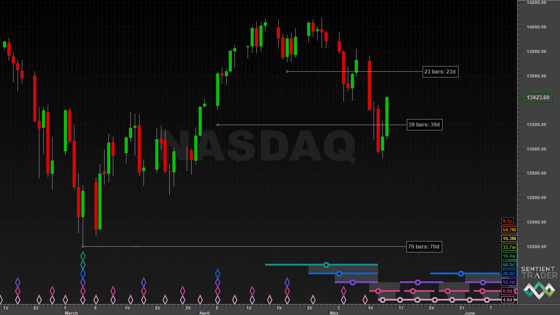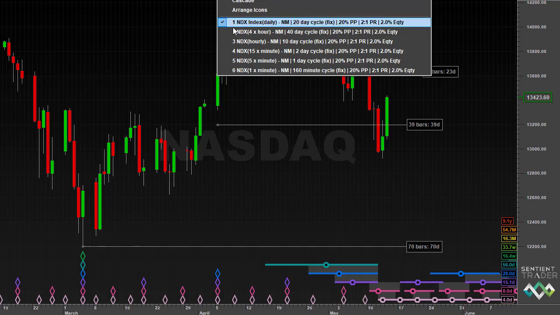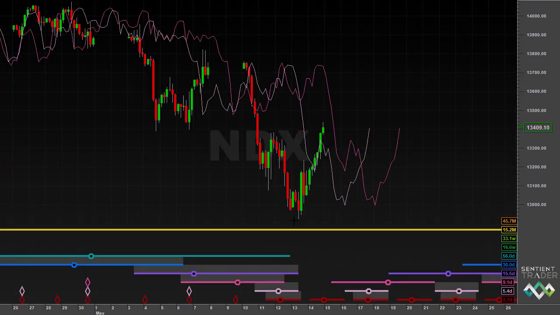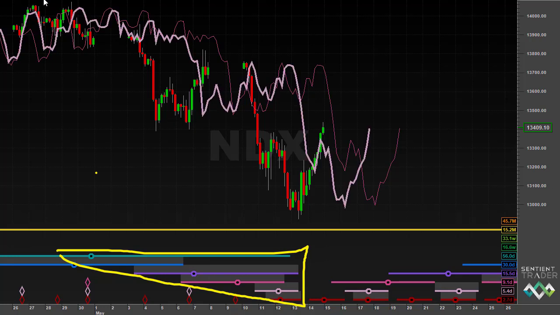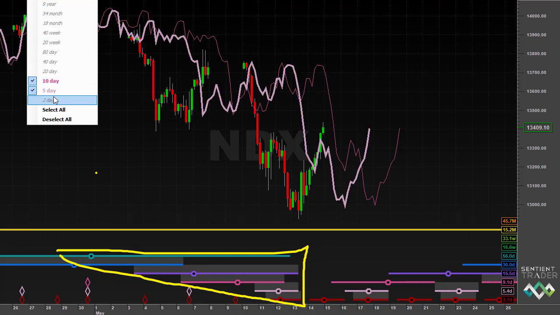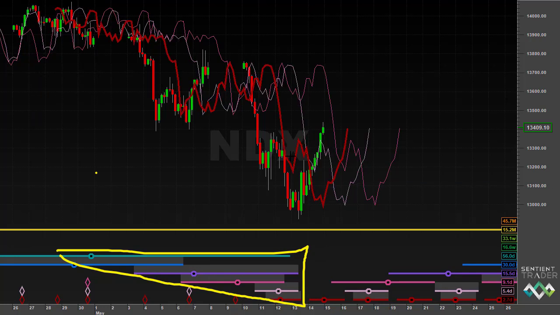So let's step down to shorter and shorter cycles. We will take a look at the 4-hour chart. Here is the 4-hour chart, and here you can see the nest of lows for the 4-hour chart for the 80-day cycle. And here we can see the FLDs for the 10-day and for the 5-day cycles. Now on the 4-hour chart, we can also add the FLD for the 2-day cycle. There it is there, that dark red cycle.